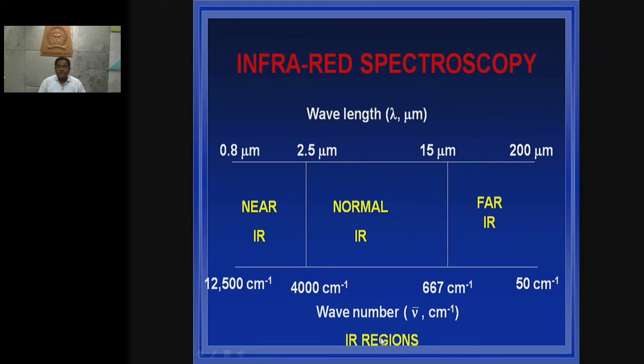So out of these three ranges, the middle one, that is normal IR, having frequency 4000 to 667, is diagnostic for our organic molecules, and that is the required one.